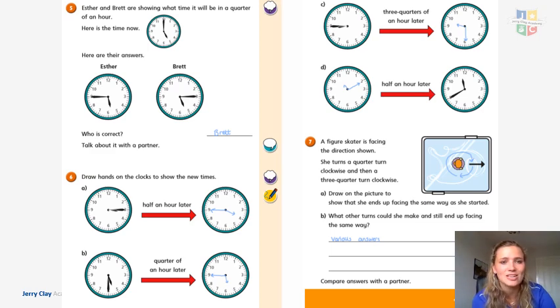Okay, number 5, Esther and Brett are showing what time it will be in a quarter of an hour. Here is the time now. Here are their answers. Who is correct? So if you have a look at the times, Brett is correct because remember, a clock only moves clockwise. So it would move 3 numbers to the right, a quarter of the turn to the right. However, Esther has moved it a quarter anti-clockwise, but we know a clock doesn't move anti-clockwise, it only moves clockwise.